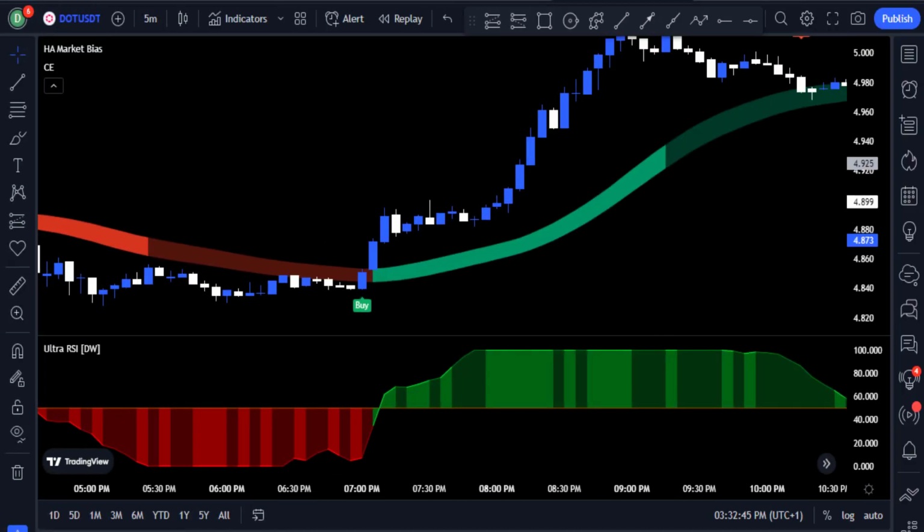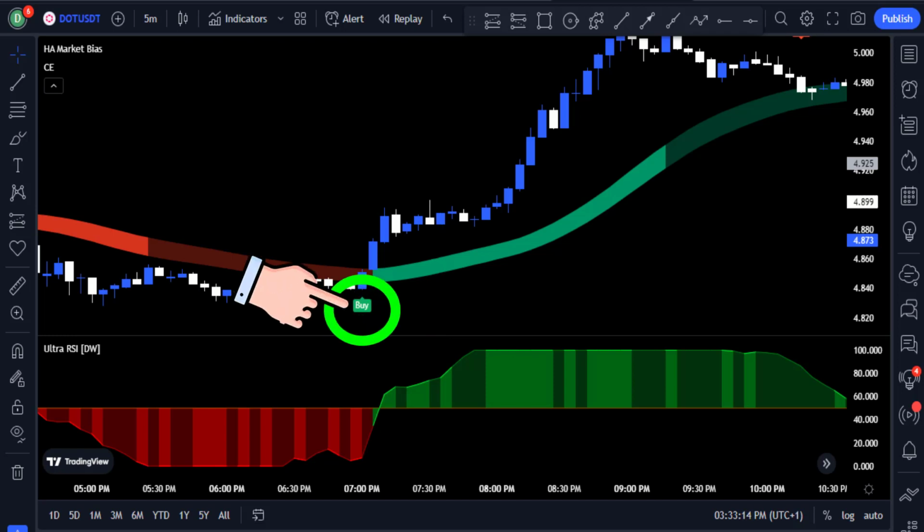Here is another example of a buying setup, and we are trading on the Polkadot USDT contract and on the 5 minutes time frame. You can see that price was moving downwards before the price reached this place and tried reversing, and the market bias indicator changed to green, and the price crossed above the indicator, which was an early sign of a possible trend reversal to the upside direction.